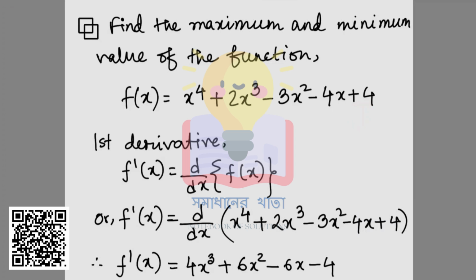Successive differentiation involves differentiating a function multiple times to find important points such as critical points and to determine whether the function has a maximum or minimum value. It helps us to understand the behavior of the function at different points. So, at first we will differentiate the function once, which is known as the first derivative or f dash of x.